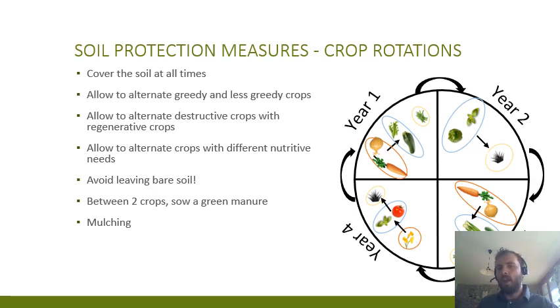For instance, after cassava, which is really destructive for the soil because you expose it to the rain and to the air, you could plant a green manure that can bring a lot of organic matter to your soil. And you can also alternate crops that need different nutrients. And anyway, you should never leave the soil bare if you plan a good rotation. And you should at some point plant a green manure to recover and bring organic matter to your soil.